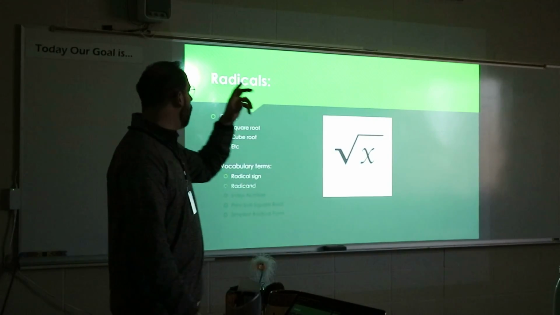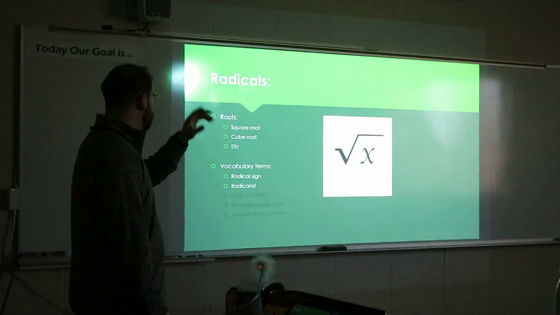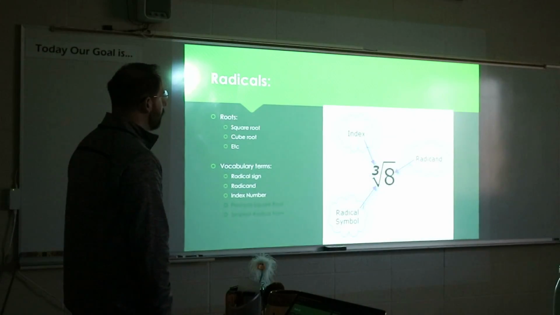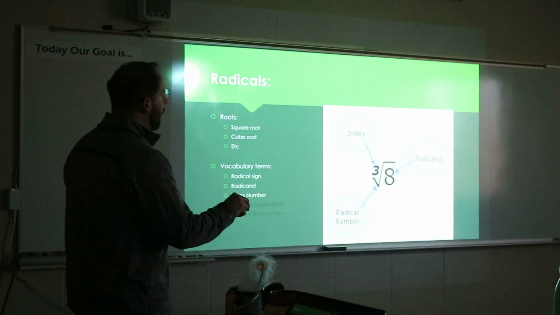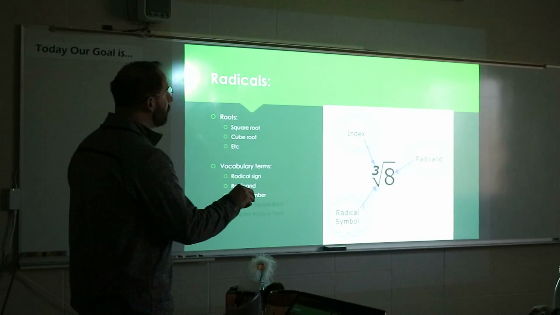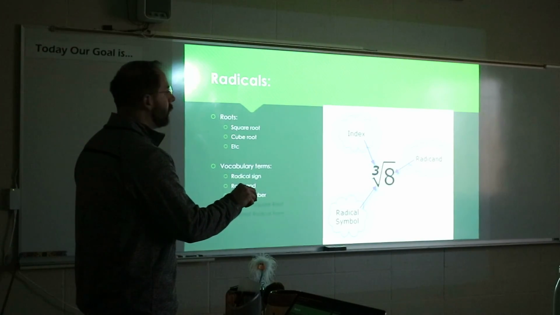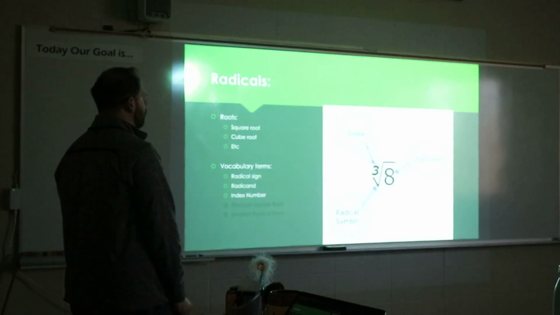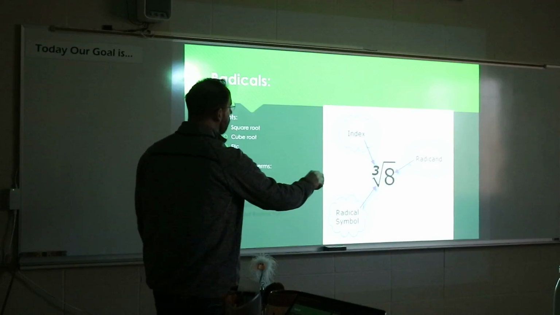Okay? Vocab terms. The big thing I want to discuss today is, do you know what the radical sign is? Do you know what the radicand is? Do you know what an index number is? That's huge for this picture, right? This is the one I showed you yesterday. The radicand is the number on the inside. That's the number you are trying to break down, or trying to find the perfect root of, whatever type of radical we're doing. The index number is super important.